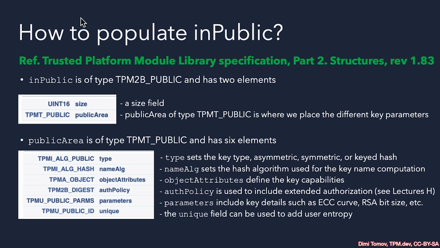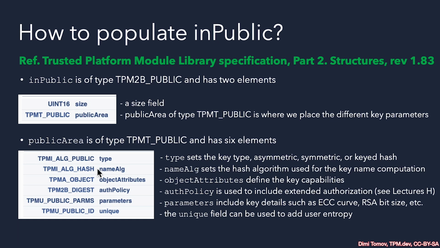When creating a new primary key or a child key, we need to provide the public key parameters that are stored in a TPM2B public structure. This structure has two elements, as any TPM2B structure. It has a size field and it has an element that holds the information, called, in this case, public area of type TPMT public. Let's take a closer look.